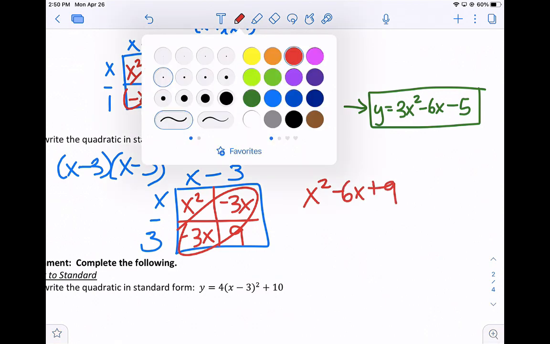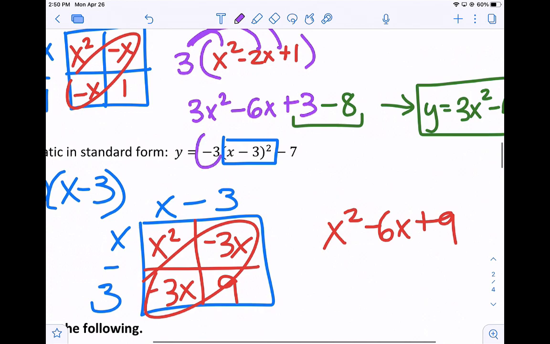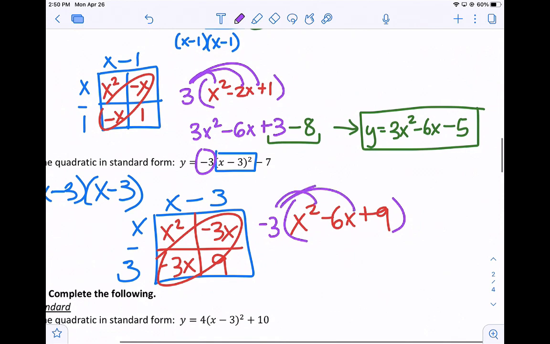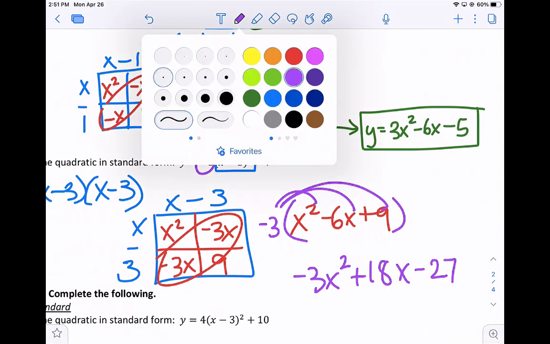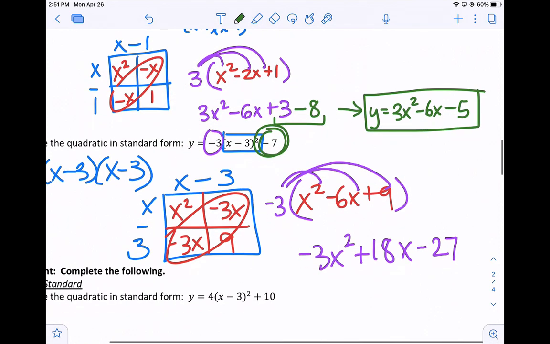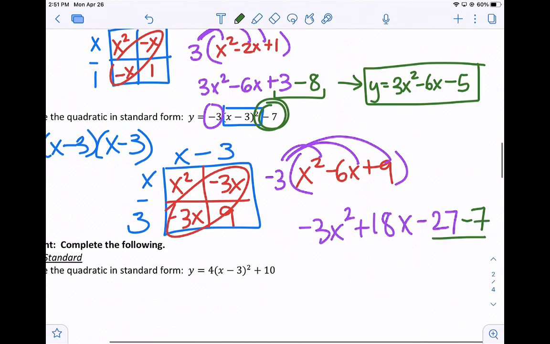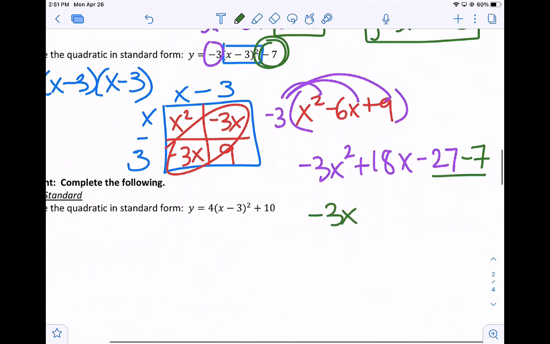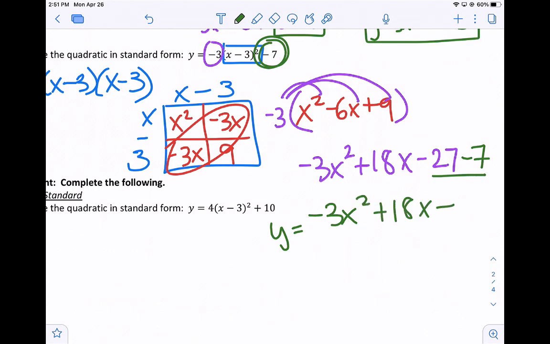So that's step 1. Step 2, we have this negative 3 on the outside. So we're going to distribute it to our answer. And we'll get negative 3x squared plus 18x minus 27. Our very last step is we have our minus 7 at the end. So I'll just stick that right here. Minus 7, combine like terms, and our final answer is y equals negative 3x squared plus 18x minus, and negative 27 minus 7 is negative 34.